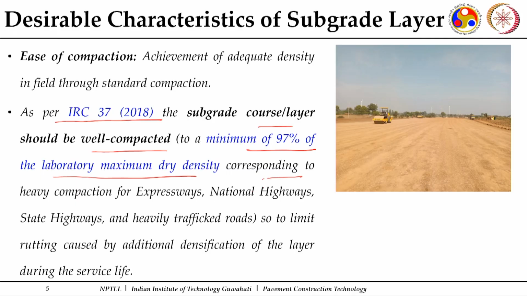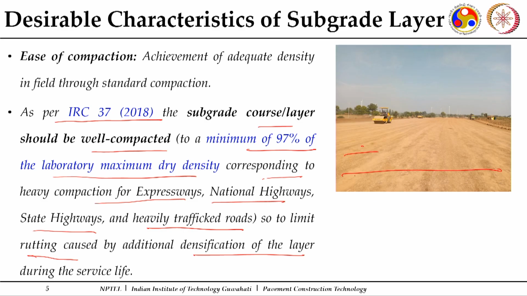This is a specific requirement for important roads, which are national highways, expressways, state highways, and heavily trafficked roads, so as to limit rutting caused by additional densification of the layer. What rutting is, how it looks, and why it happens, we will discuss again in this lecture itself. So, I want to select a material.